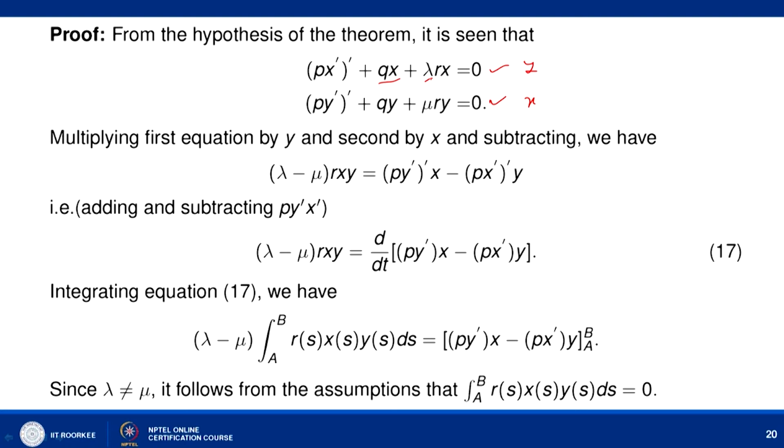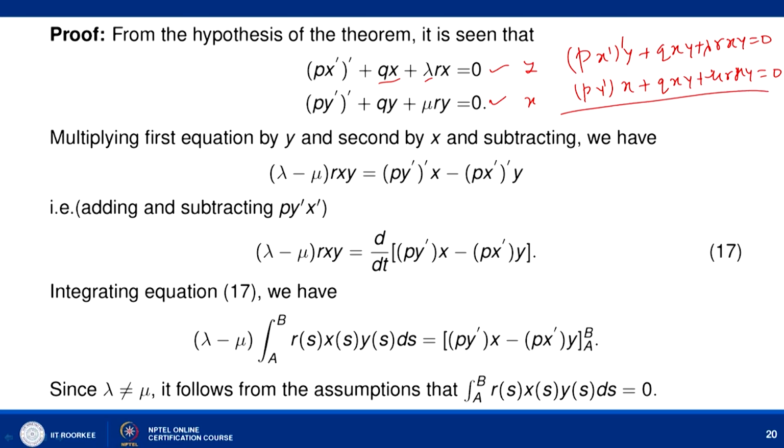Let me write it here. It is (p x dash) dash y plus q x y plus lambda r x y equal to 0, and here we have (p y dash) dash x plus q x y plus mu r x y equal to 0. When you subtract, these terms will simply be gone, and we have lambda minus mu times r x y equal to (p y dash) dash x minus (p x dash) dash y. So we have this.